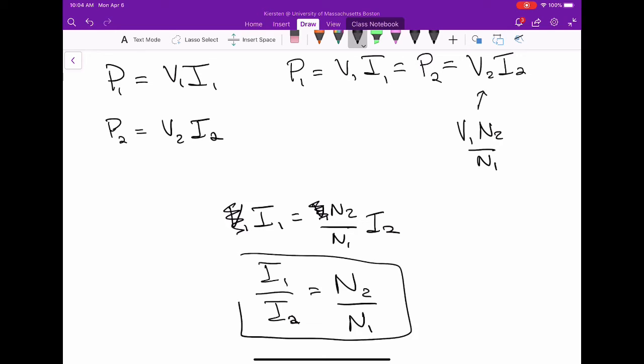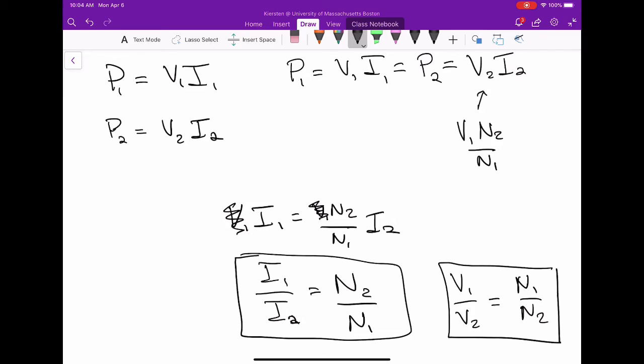So I1 over I2 for currents is equal to N2 over N1, where V1 over V2 is N1 over N2. It's easy to get those swapped. So I'm writing them next to each other so you can notice the difference in those two expressions.